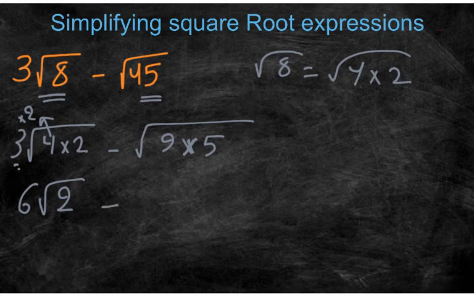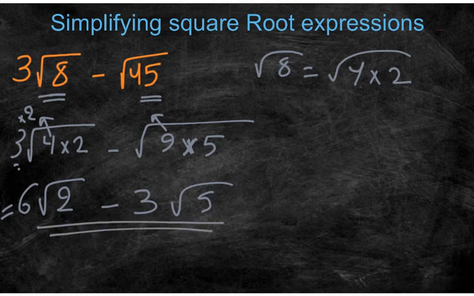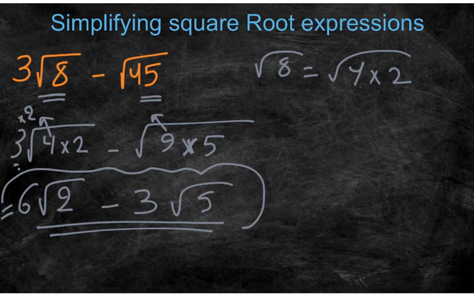Minus 9 times 5. 9 is a perfect square, so the square root of 9 is 3. And 5 is not perfect, so it stays inside the square root. So it's equal to 6 square root 2 minus 3 square root 5. Also we get unlike radicals, so we can't simplify more. This is the simplest expression.